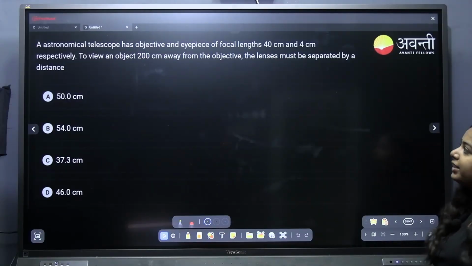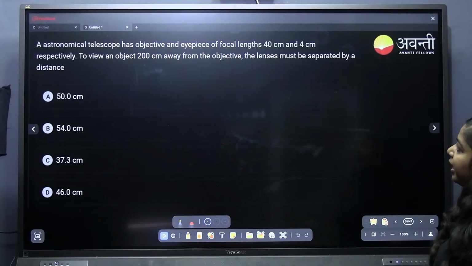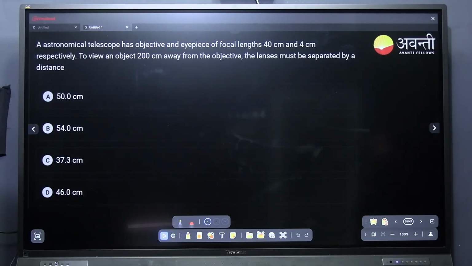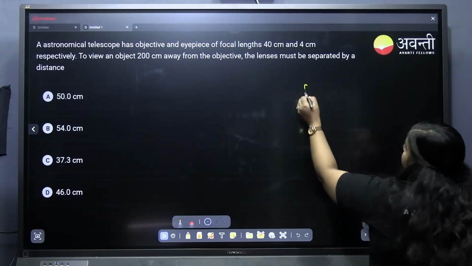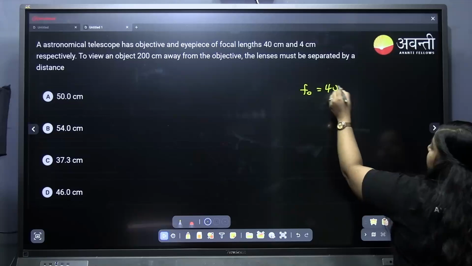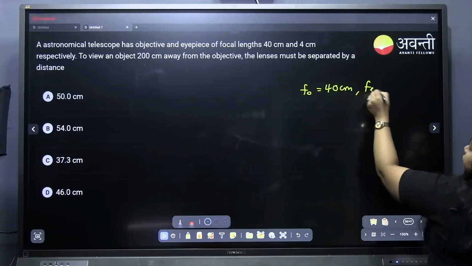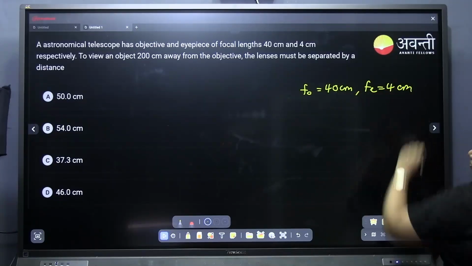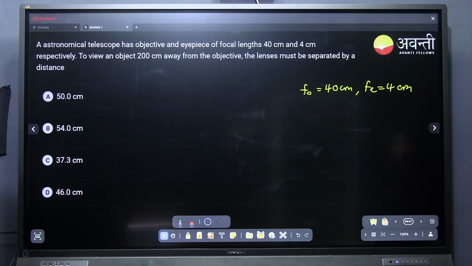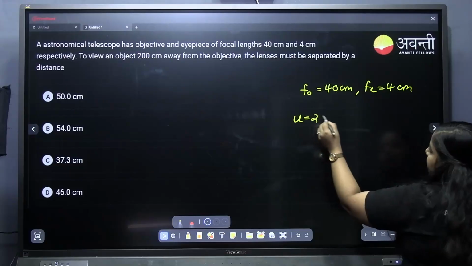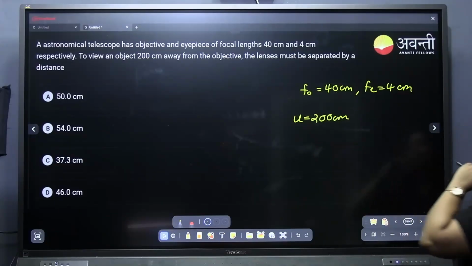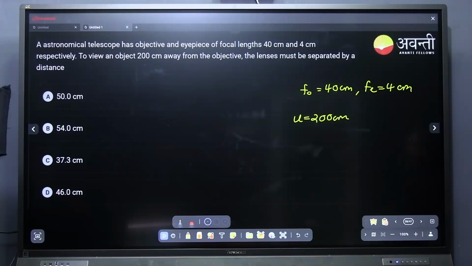An astronomical telescope has objective and eyepiece of focal length 40 centimeter and 4 centimeter. So focal length of objective equal to 40 centimeter, focal length of eyepiece equal to 4 centimeter. To view an object 200 centimeter away from the objective, so U is given as 200 centimeter, lenses must be separated by a distance of what?